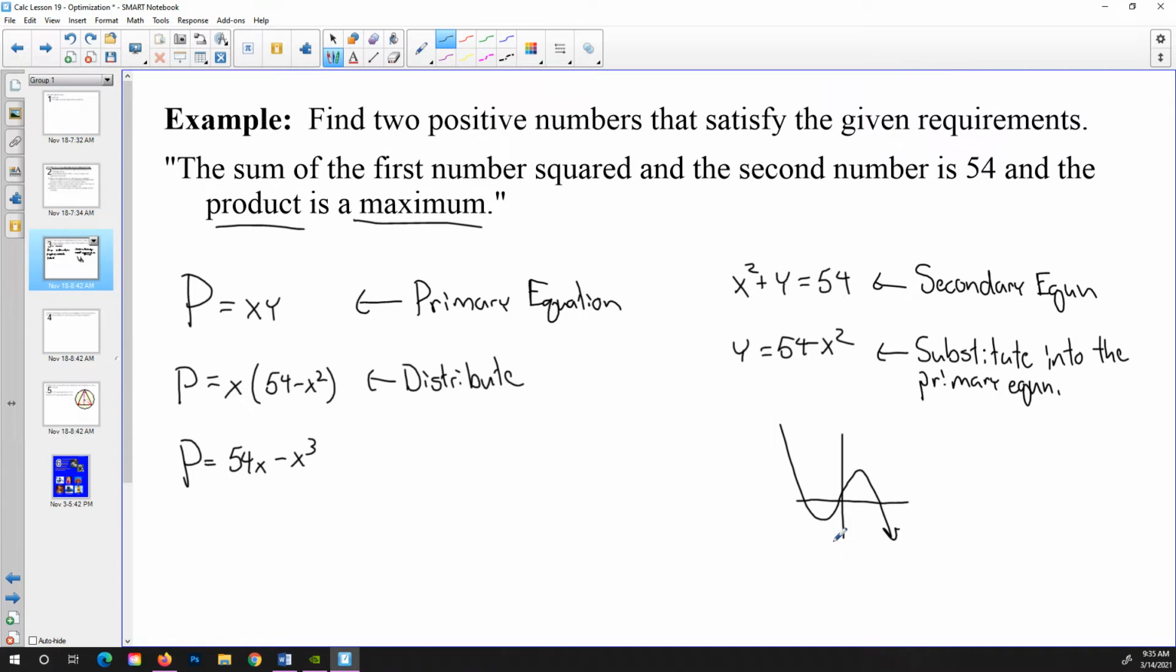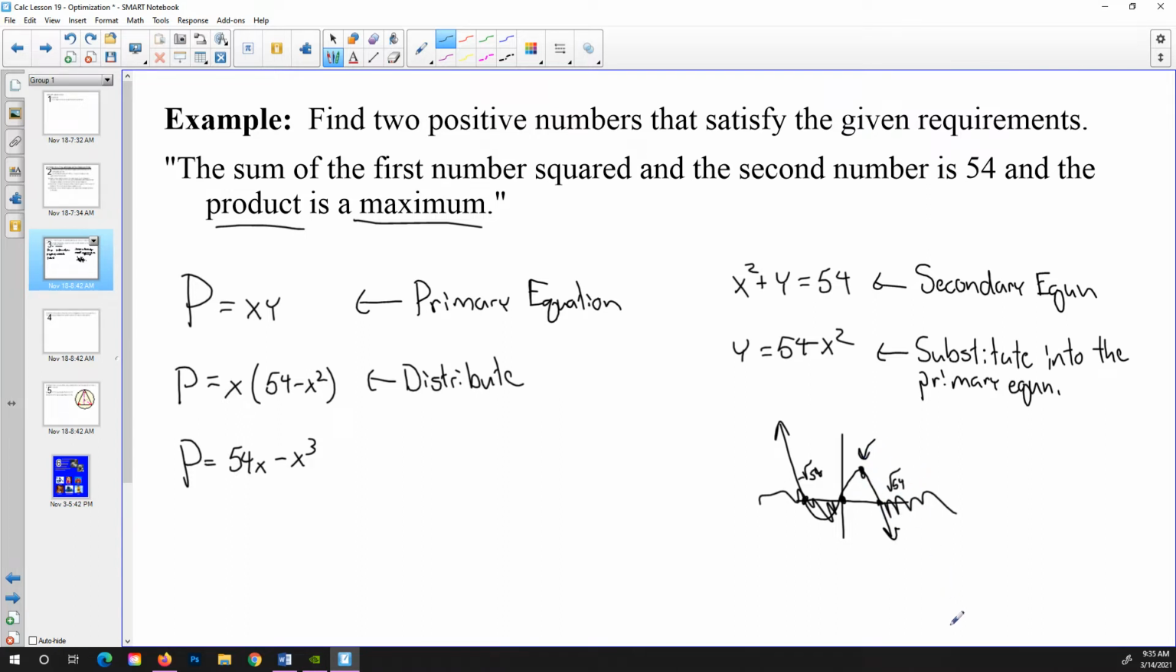And it's going to go through 0, 0. And then this will be square root of 54, or negative square root of 54. And this one will be positive square root of 54. And we're looking for this maximum right here. So nothing in this part of the domain and nothing in this part of the domain is going to make sense. So from 0 to square root of 54 is where we're looking. And we're going to try and maximize that.